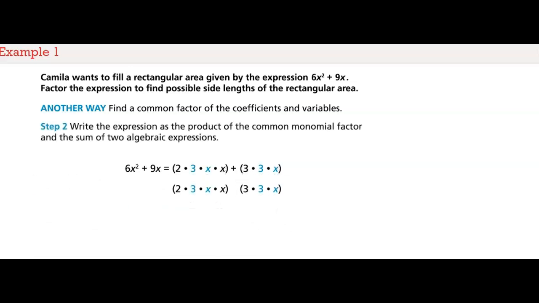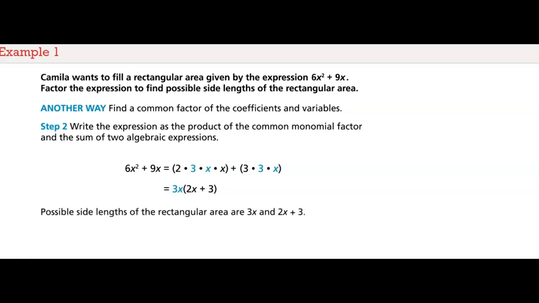Step 2. Write the expression as the product of the common monomial factor and the sum of two algebraic expressions. Possible side lengths of the rectangular area are 3x and 2x + 3.